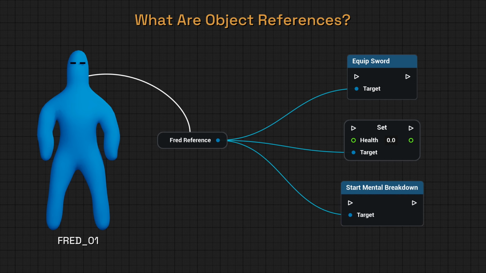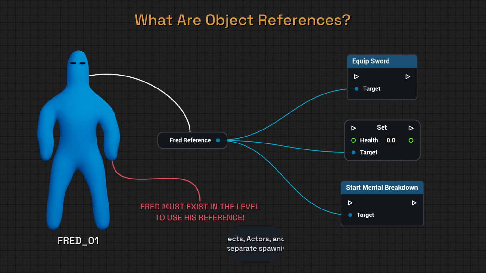For an object reference to point to anything useful, the object has to actually exist. For an actor, that means it was either placed in the level or spawned. For a widget, that just means it was created. We can't call an instance function on something that hasn't been created yet.